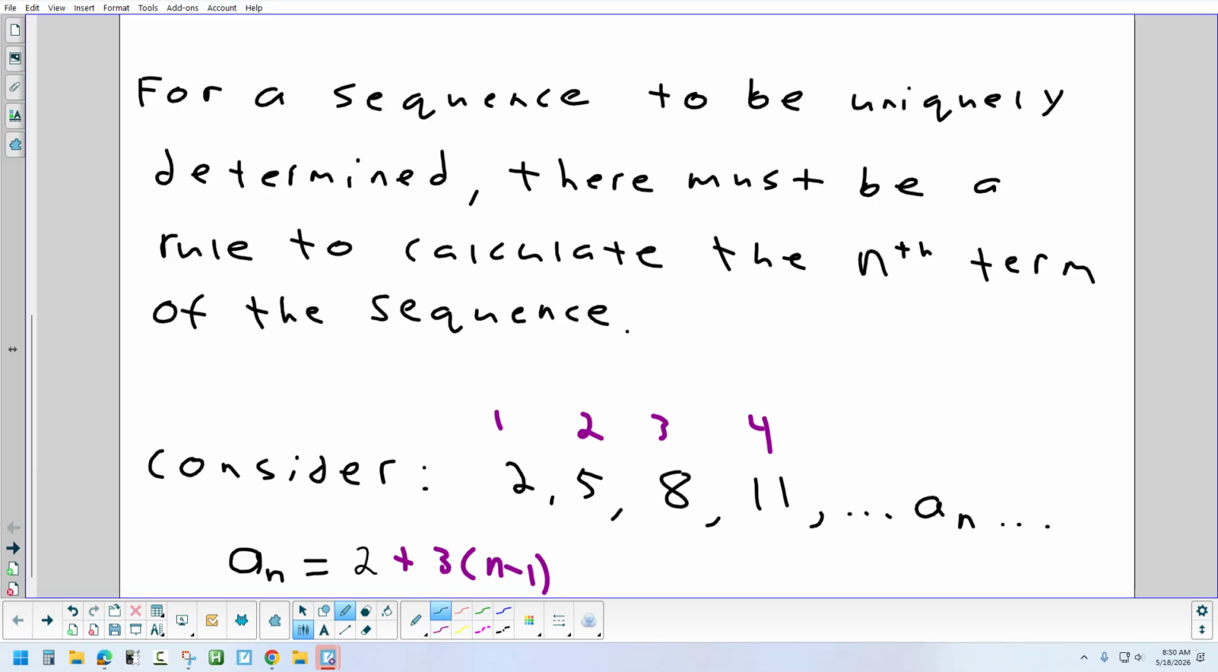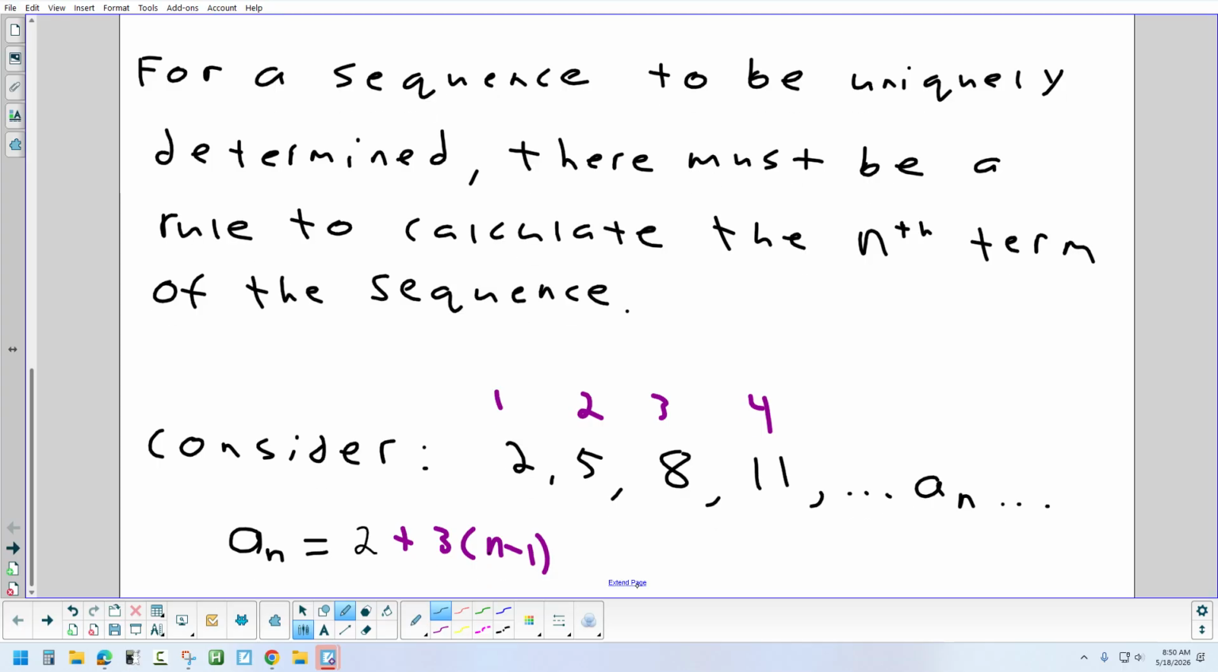Okay, well, let's try plugging in n there and see what happens. Well, if I plug in a 1, 1 minus 1 is 0 times 3 is 0 plus 2 is 2. Well, let's try 2. 2 minus 1 is 1. 1 times 3 is 3. 3 plus 2 is 5. So it seems like it works. Try one more. Let's try 4. 4 minus 1 is 3. 3 times 3 is 9. And 9 plus 2 gives me 11.